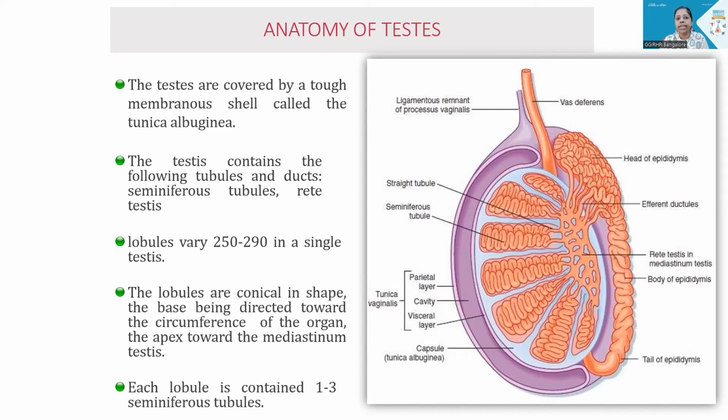Lobules vary from 250 to 290 in a single testis. The lobules are conical in shape. We can see in the right side picture where the base is conical and the tip will be at the lumen. So the lobules are conical in shape, the base being directed towards the circumference of the organ, the apex towards the mediastinum testis. Each lobule contains 1 to 3 seminiferous tubules.